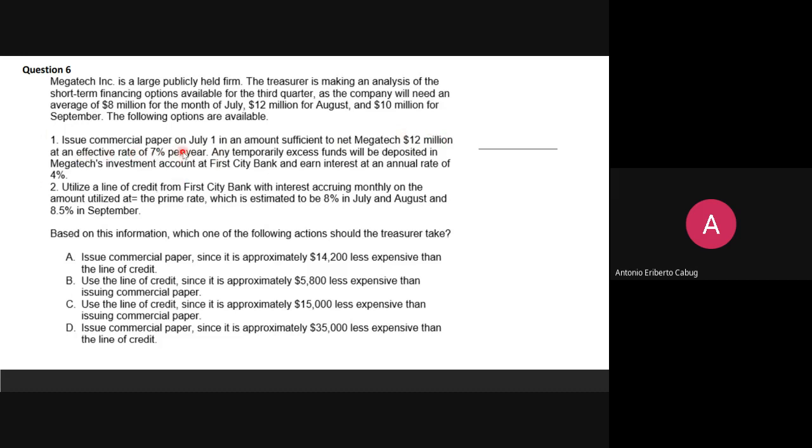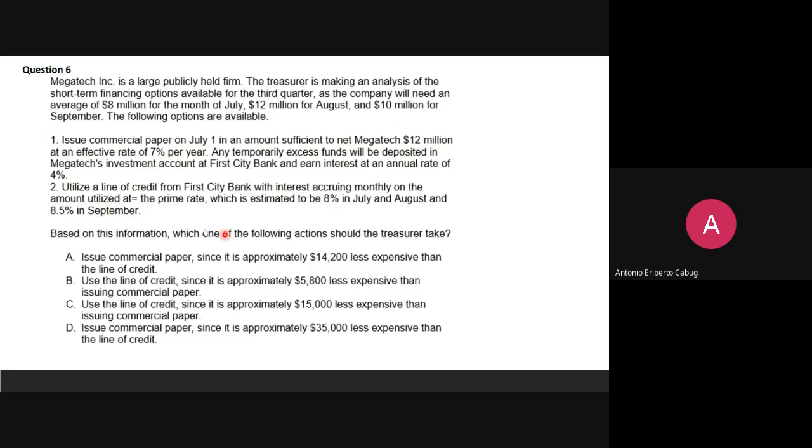So pag sinabing ito yung rate, ito na yung rate, no? Sa commercial paper. So, yung matatanggap daw niya ay 12 million na. Kasi sa August, kailangan niya ng 12 million, no? As early as July, 12 million na yung matatanggap niya. Any temporarily excess funds will be deposited in Megatech's investment account at First City Bank and earn interest at an annual rate of 4%.